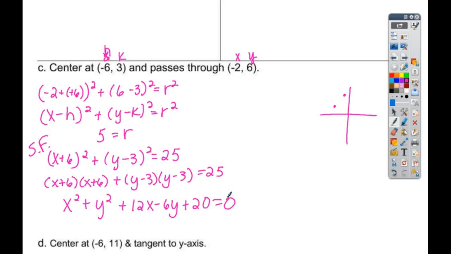I think I got it right. That's it. I got it right. Okay. Subtract the 25? It does.